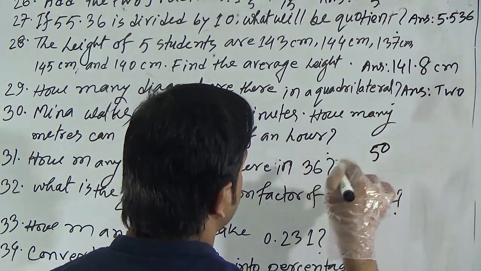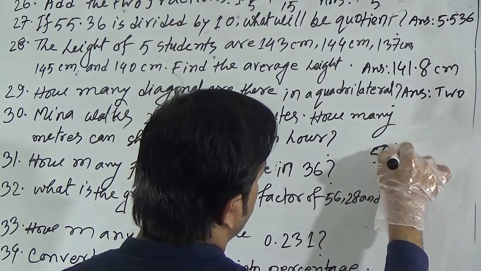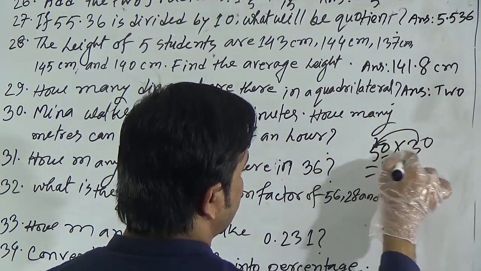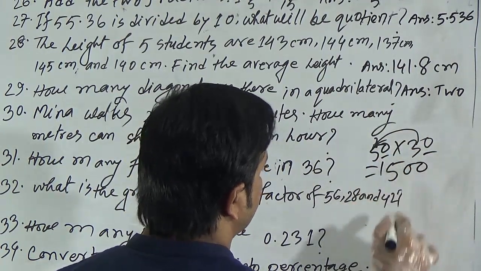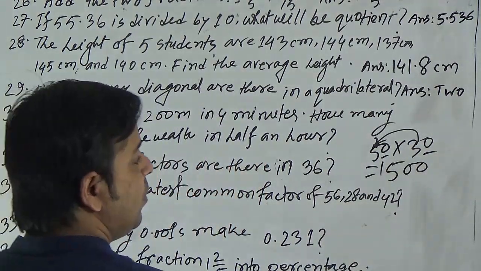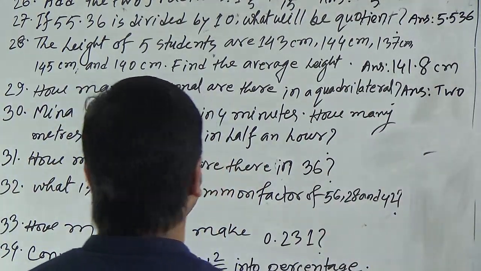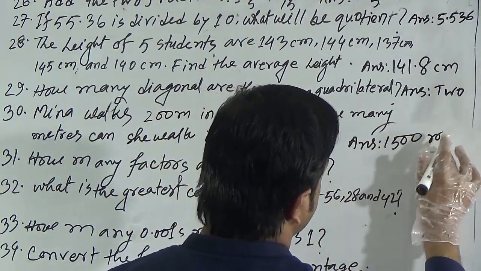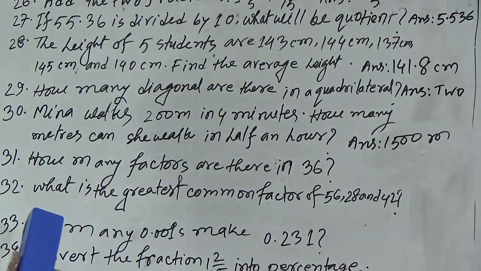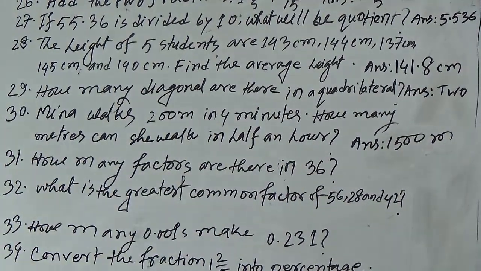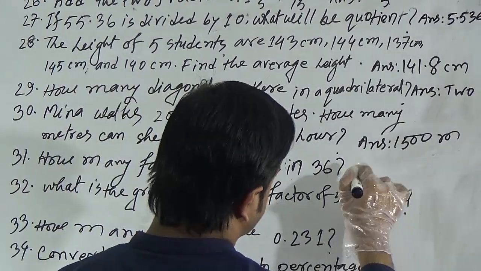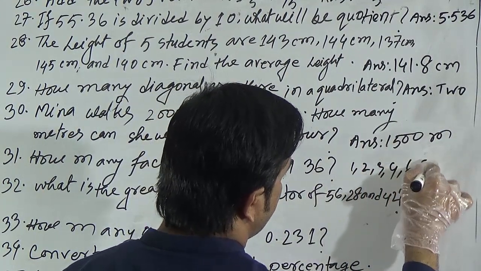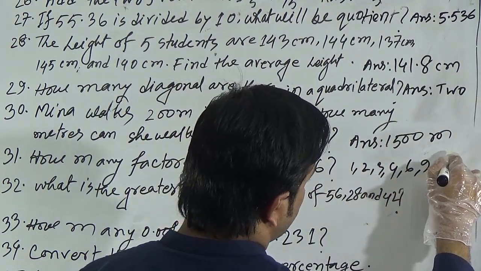So multiply 50 by 30. This will be 3 5s are 15. Just a simple multiplication. Here are 2 0s. So we have to write 2 0s. So we can say 1500 meters. In half an hour, Meena walks 1500 meters. Now next question. How many factors are there in 36? We can divide 36 by 1, 2, 3, 4, 6, 9, 12.